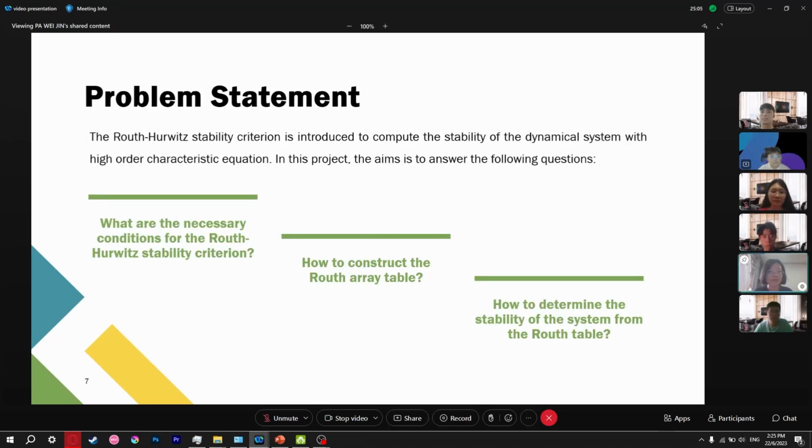Here is the problem statement. The Routh-Hurwitz stability criterion is introduced to compute the stability of a dynamical system with a high-order characteristic equation. In this project, we aim to answer the following questions. First, what is the necessary condition for the Routh-Hurwitz stability criterion? Second, how to construct the Routh array table? And third, how to determine the stability of the system from the Routh table?